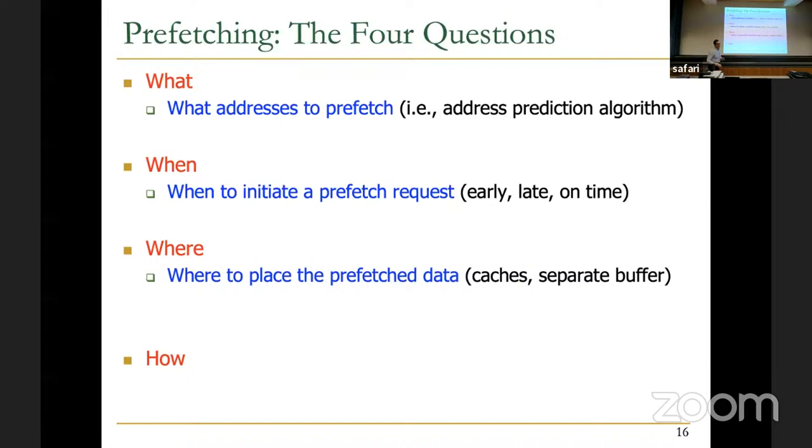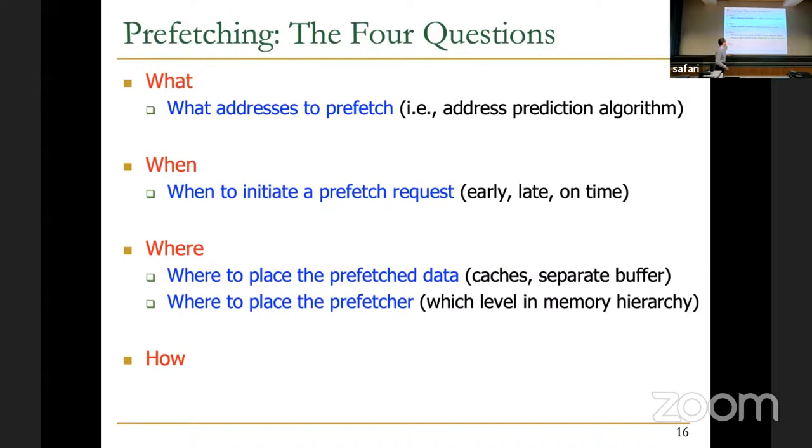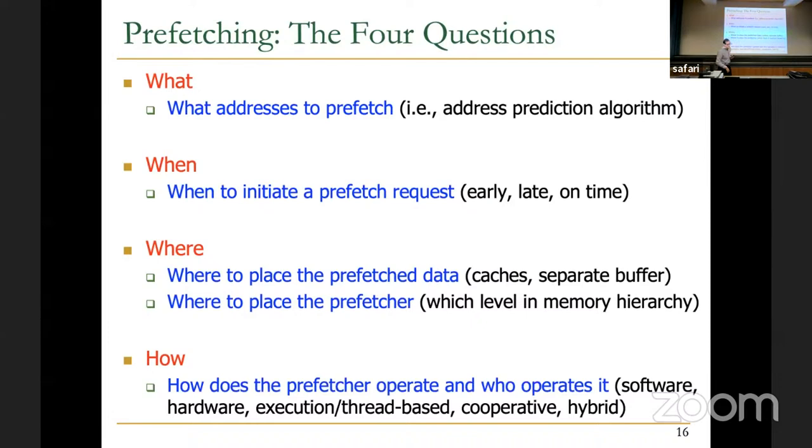Do you place it in a separate buffer? Where do you place the prefetcher? Which level in the memory hierarchy? And we're going to see another where over there. And then how does the prefetcher operate and who operates it? Software, hardware, or is it execution-based? Is it cooperative between software and hardware? Are there multiple prefetchers, hybrid prefetchers? We're going to see all of these.